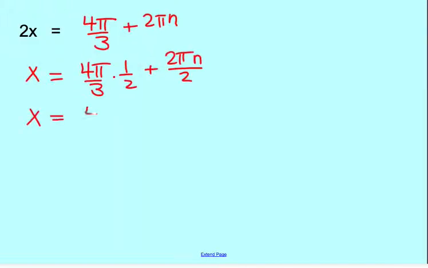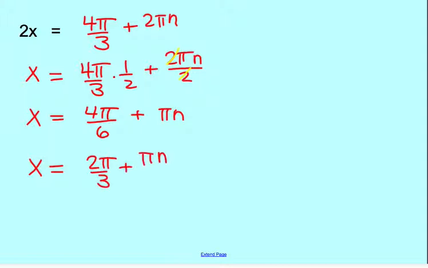So x equals 4 pi. 3 times 2 is 6. I'm going to reduce these 2's. Pi n. And now 4 pi over 6 reduces to 2 pi over 3. Now I want this piece right here to be the same denominator, so I'm going to increase this by 3. I'm going to increase that by 3.